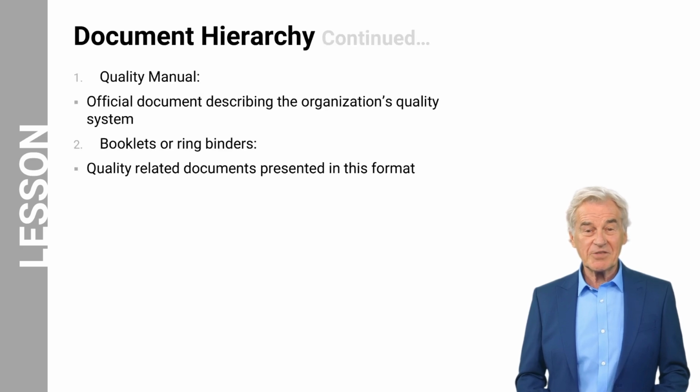The quality manual serves as the organization's official document that outlines the complete quality system. Supporting quality-related documents are typically organized and presented in booklets or ring binders for easy access and reference.